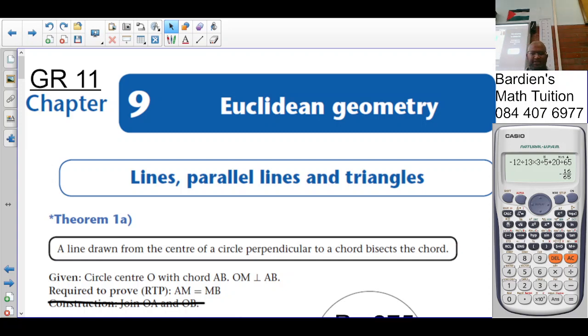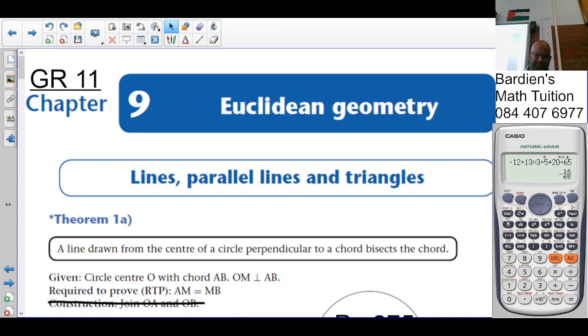So yesterday we discussed theorem 1, the proof thereof, and the period before that we dealt with the terminology of the Euclidean geometry rules and refreshing your memory with regards to previous theorems. So today we're going to look at exercise 9.1. I gave you the odd numbers for homework, okay?